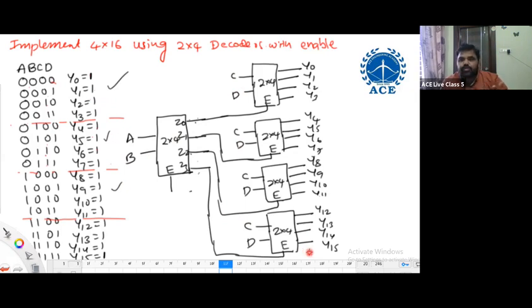It is 1 out of 2 power n. Shivalila, 1 out of 2 power n. Only one output will be different from all.